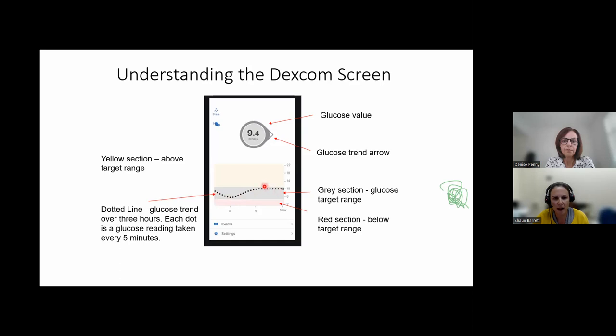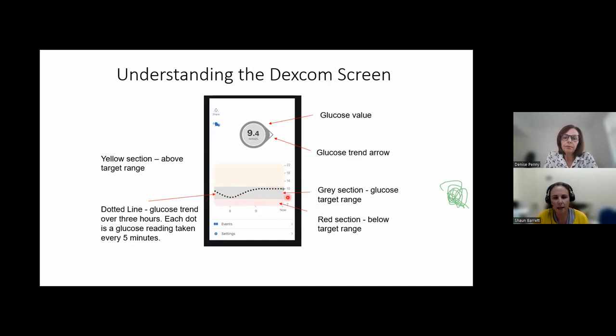So families can set this up for the length of time to display it at. It's usually over a 3-hour period of time. So if you're here at lunch with a child, you can see what happened before. This is more information that the family's going to look at at home when thinking about insulin dosing and changes, but just to let you know what that information is.